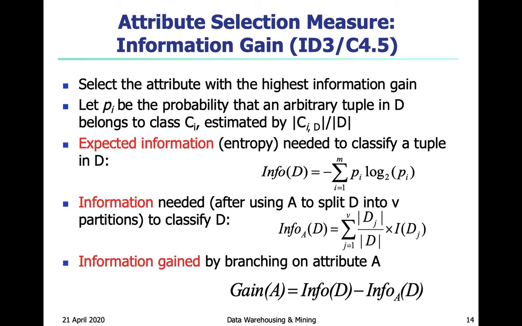So the attribute A with the highest information gain is chosen as the best splitting attribute at the node N. The attribute A with the highest information gain is chosen as the splitting attribute at node N, and this is equivalent to saying that we want to partition on the attribute A that would give the best classification. Fine.